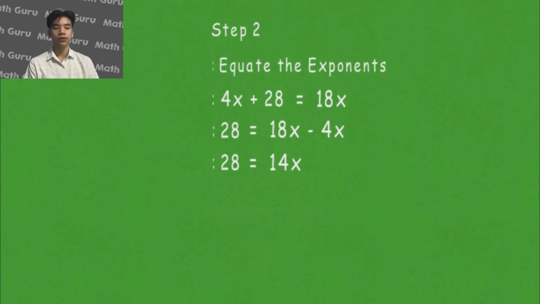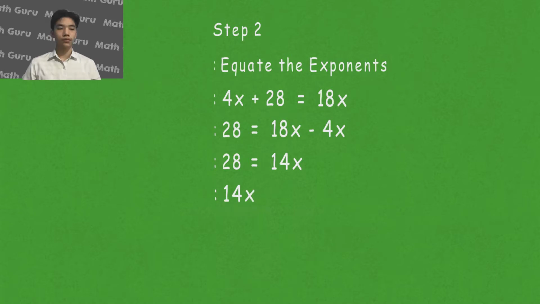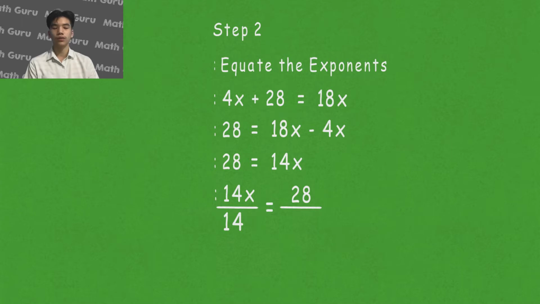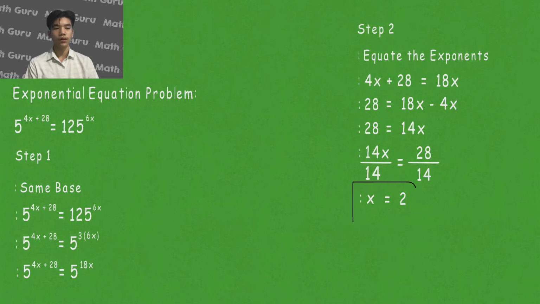Now, what we need to do is isolate x. In order to do that, we need to divide both sides by 14. So 14x divided by 14 is equal to 28 over 14. Now simplify. Now we have x. x is equal to 2. That's it for the exponential equation problem.